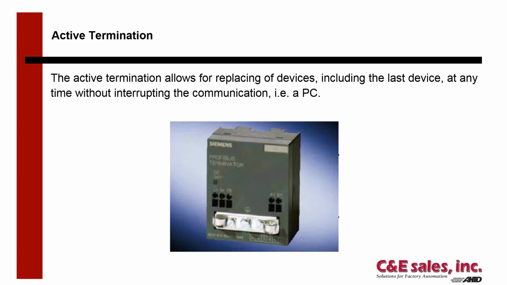So maybe your last device is a PC, and every so often you've got to cycle power on the PC, or it's an HMI, or anything. In that case, you can power up this active termination from another source, and it keeps your termination active, and the rest of the network can still communicate even though you do maintenance on the last device.